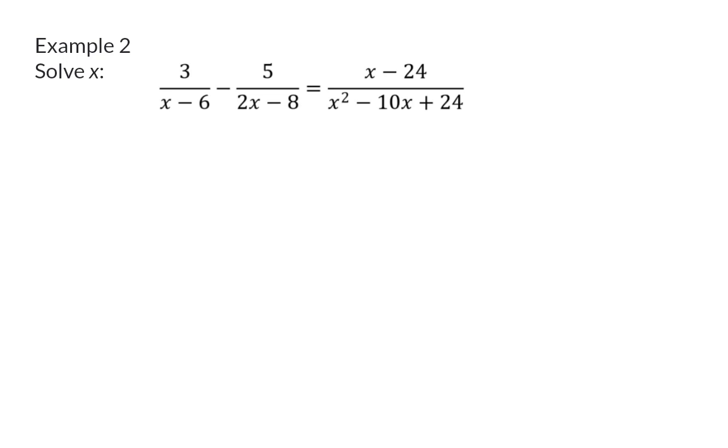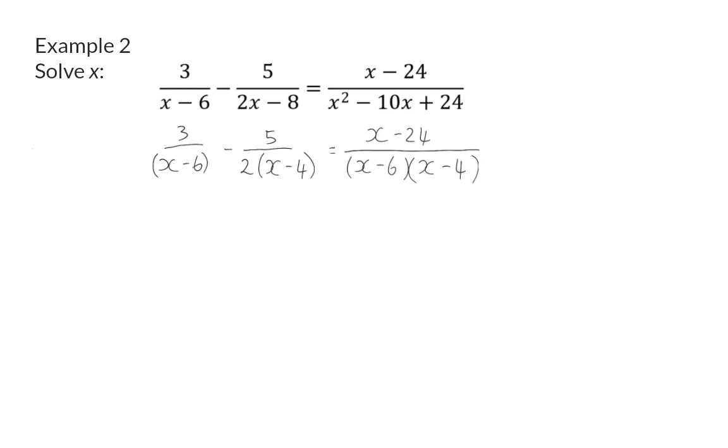In example 2, we once again have fractions in our equation, and we want to get a common denominator. But all of these denominators have more than one term, so we first need to factorize. The first denominator can't be factorized, and I simply put it in a bracket. The second denominator has a common factor of 2, and there will be a bracket of x minus 4. And the denominator on the right-hand side is a trinomial which can be factorized. Now we can determine the common denominator, and that will be 2 times x minus 6 times x minus 4.